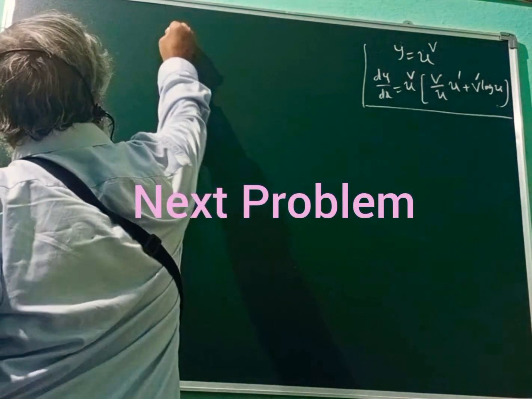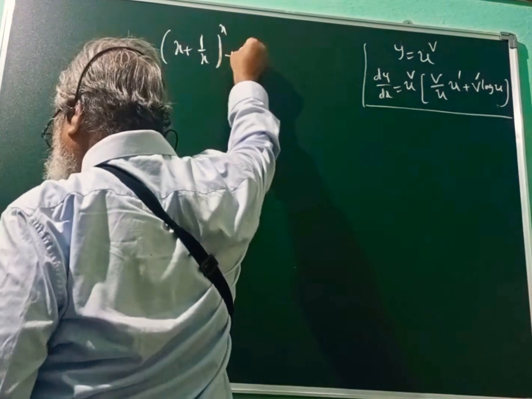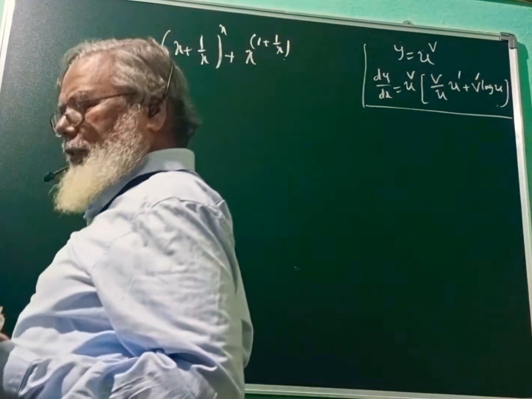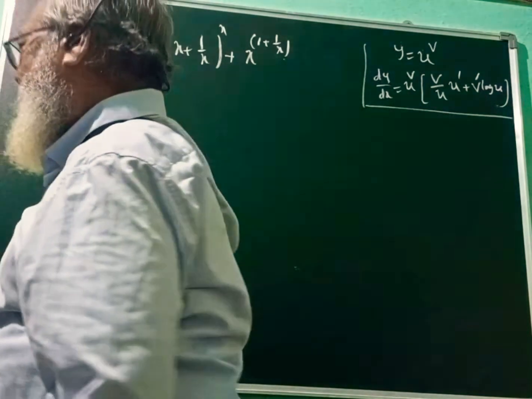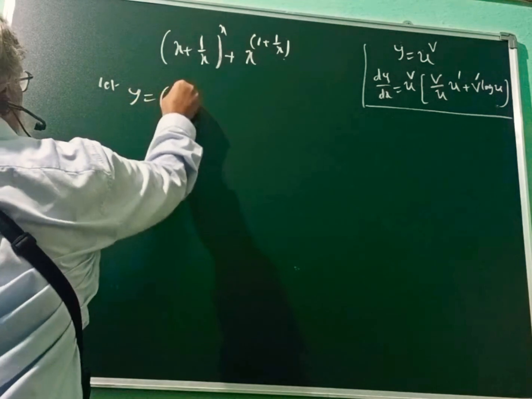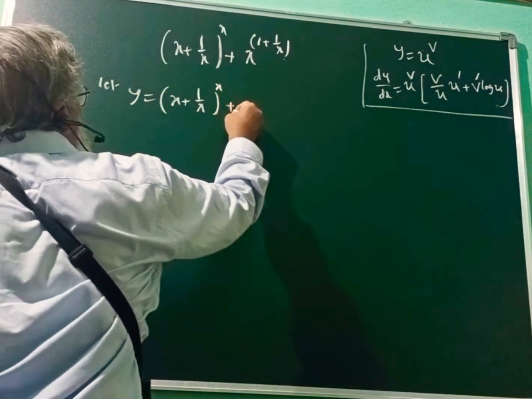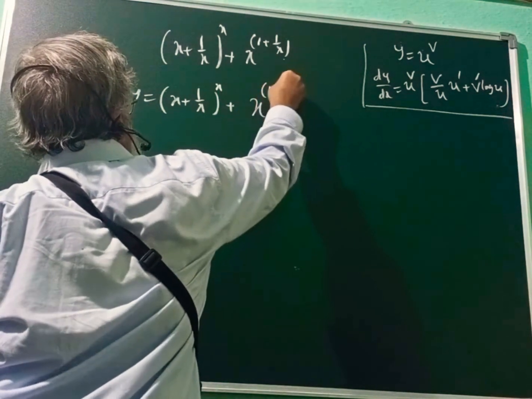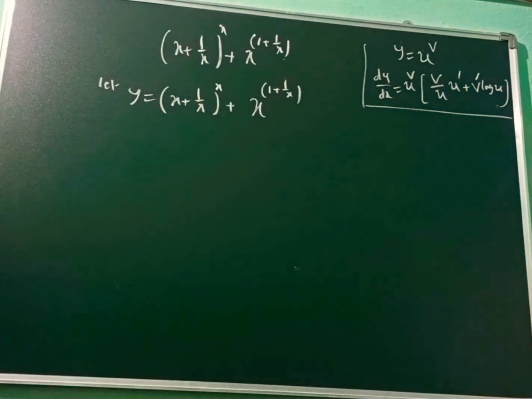Differentiate x plus 1 by x raised to x plus x raised to 1 plus 1 by x. Differentiate x plus 1 by x whole raised to x. Again, let y be equal to x plus 1 by x raised to x plus x raised to 1 plus 1 by x. So both terms are to be differentiated using the logarithmic formula.